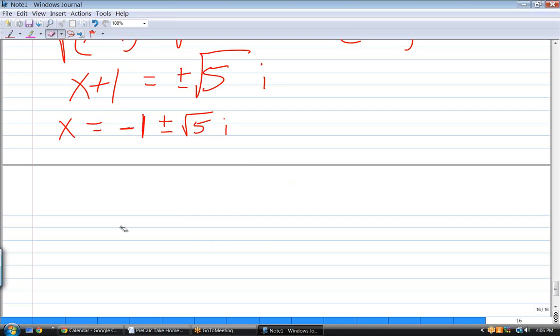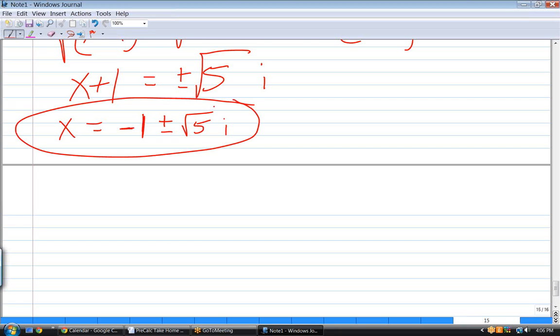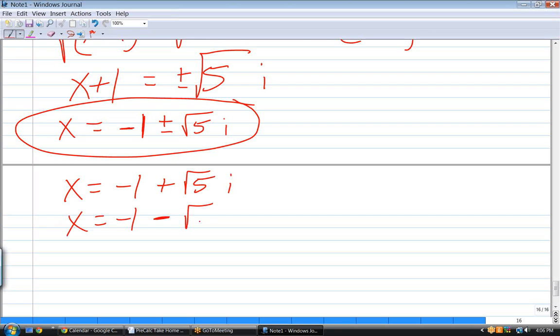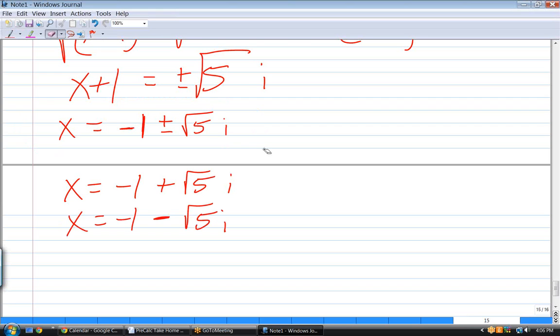It's not until graduate school math, if you were getting a master's in math, that you would ever deal with the i being inside the radical. So that's one answer. And it is an imaginary answer. In fact, it is two imaginary answers. Because what this means is that x equals -1 plus square root of 5 i, or x equals -1 minus square root of 5 i. So just the left side of this thing produced two answers.